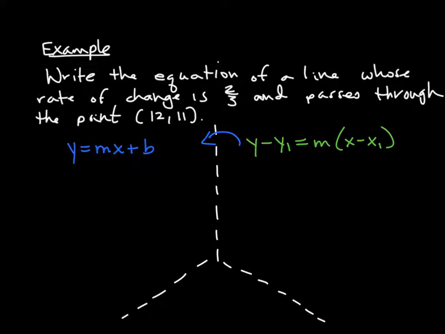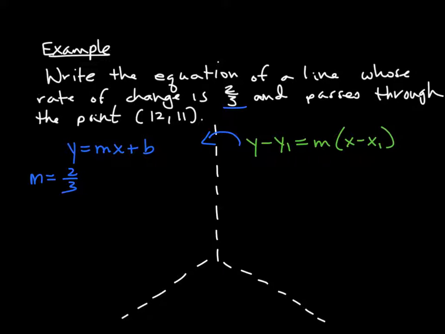The only things that I am not given in this problem, if I look at y equals mx plus b, is b. I'm given the rate of change. So: write the equation of a line whose rate of change is 2/3. A rate of change is also the variable m, so I can come down here and say m equals 2/3. It then tells me that this line also passes through the point (12, 11).